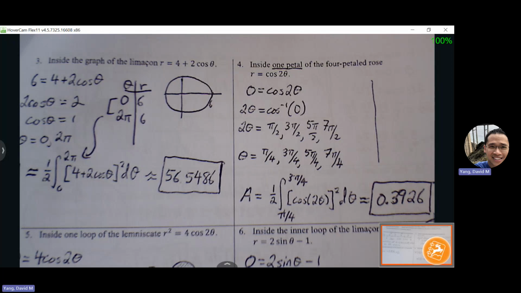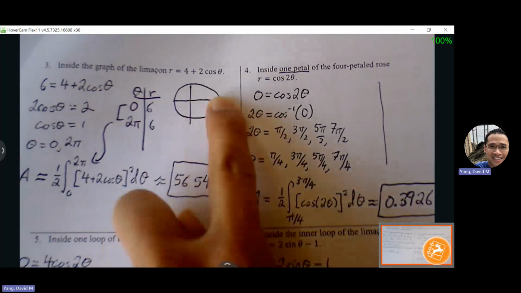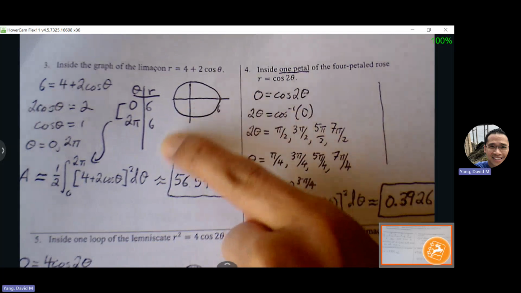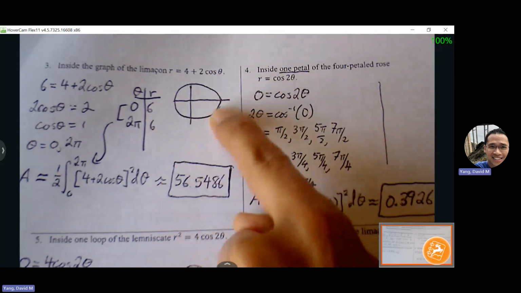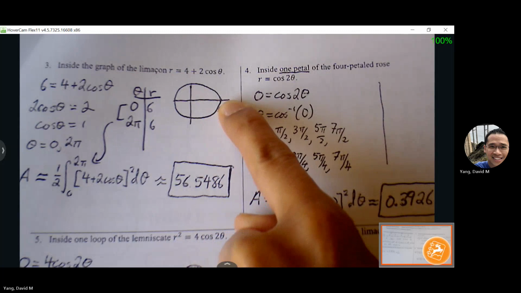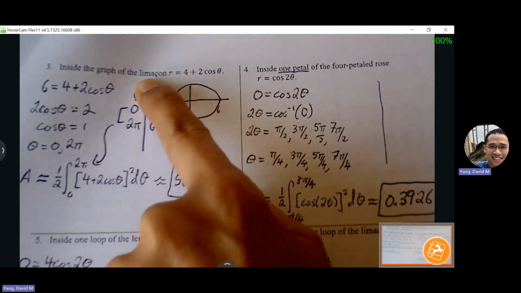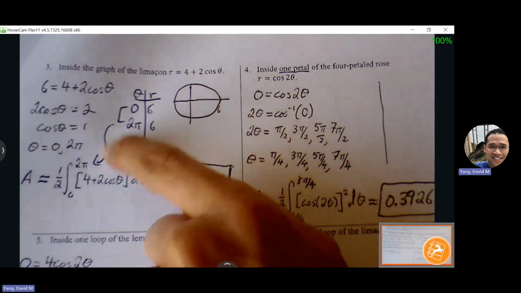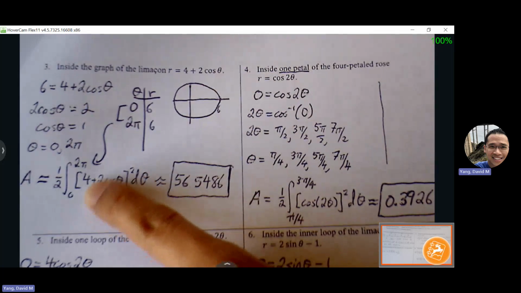Quick question, for number 3, why did you set it equal to 6? Because we're starting at 6, and we just want to know how long it takes before it hits 6 again so that we know a full cycle has been reached. But if we know that a limaçon is going to have a full cycle from 0 to pi, we don't have to go through this step. We can jump directly to this.